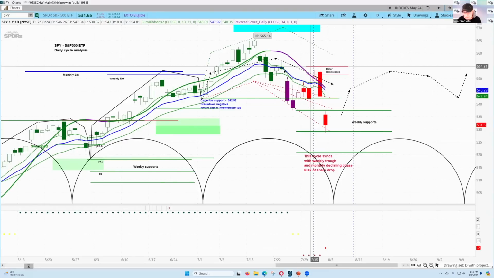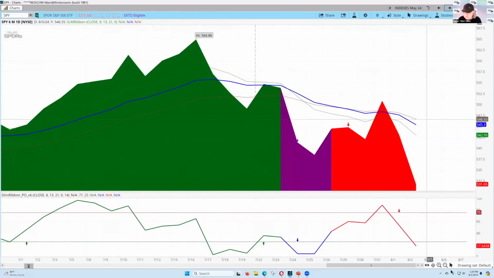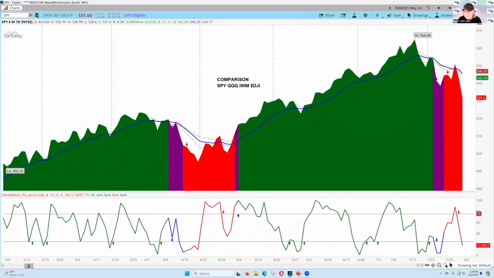So again, the momentum right in here, slim ribbon turning negative right here, the option bias indicator telling you that you should really still be thinking about biasing to the short side. This is a look at the momentum for the chart. No comparisons on that, so we'll move that off.